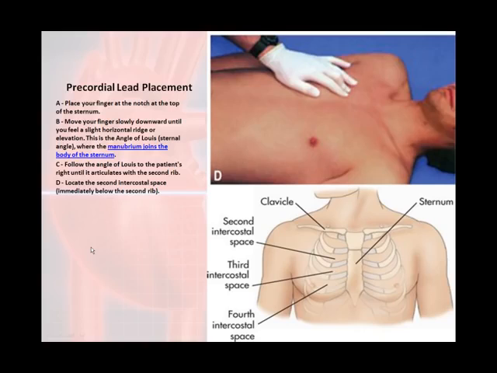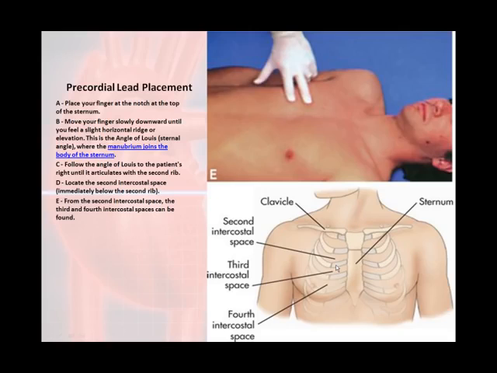The next thing you do is you locate the second intercostal space. Once I've actually found the second rib right here, the hole that my finger goes into right here is the second intercostal space. Our goal is to find the fourth intercostal space. So you just use your fingers and migrate your way down from the second intercostal space to the third and then into the fourth intercostal space.